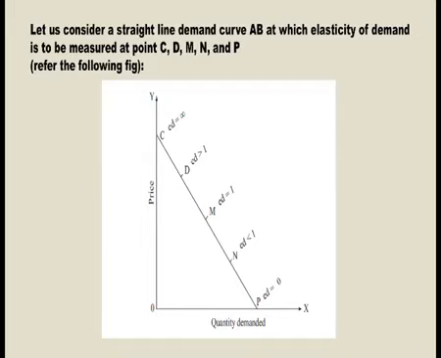Now, we can take the case of point D. At the point D, the lower segment of the demand curve is DP, whereas the upper segment of the demand curve is CD. The lower segment is higher than the upper segment, so we get the elasticity of demand more than 1. So, these are the different cases of elasticity of demand in the case of the geometric method.